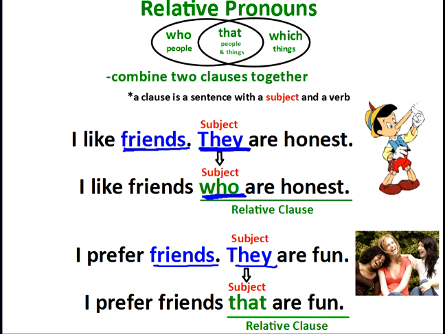Again, because it's people, I can use who, or I can use that, because that is very flexible. I can use it for people or things. And again, all I did was take away the subject from the second sentence, and I replaced it with that, my relative pronoun. And I combined it together to read, I prefer friends that are fun. Okay, so that's what it looks like when I'm using the relative pronoun as the subject of the relative clause.